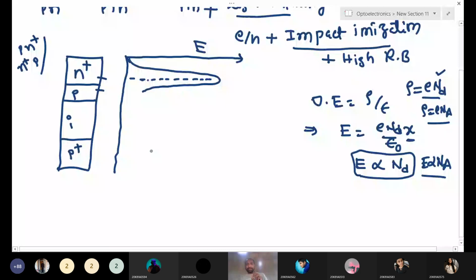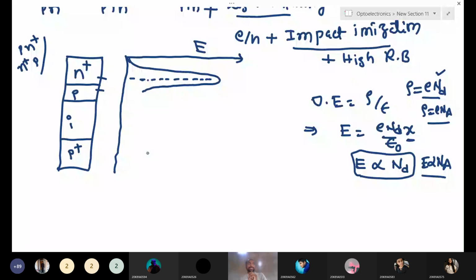These impurity atoms we are calling acceptor atoms. So this p-type semiconductor is ready to accept electrons, or ready to donate holes. We are talking with respect to electrons. That's why a p-type semiconductor is always ready to accept an electron, and that's why we always call them acceptors.